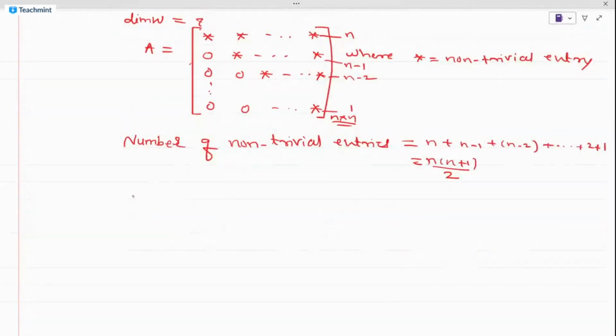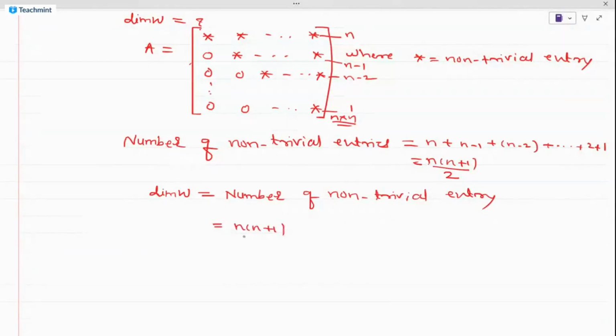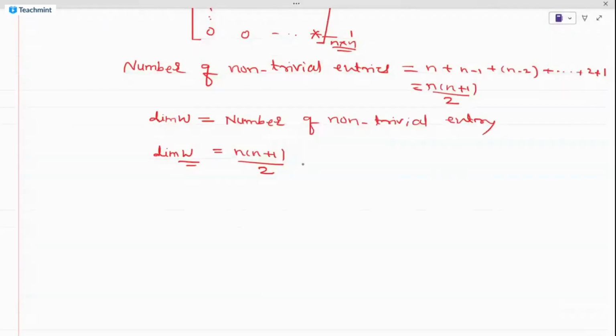Then what is the dimension of W? The dimension of W is equal to the number of non-trivial entries, which is n into n plus 1 divided by 2. That is the dimension of the set of all upper triangular matrices of order n.